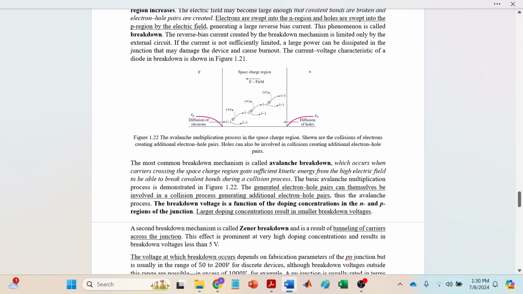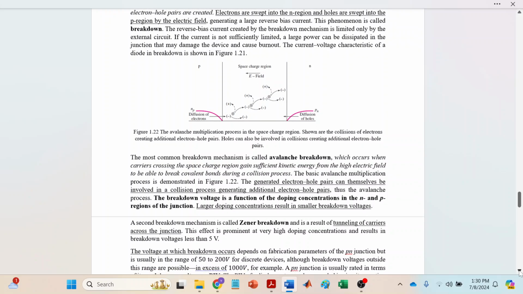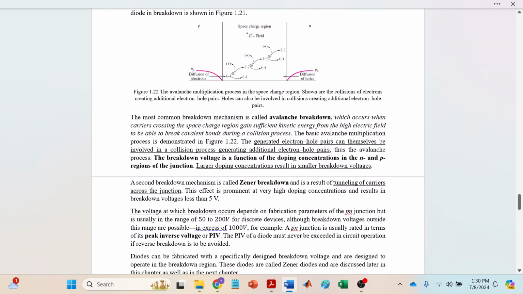And this breakdown, like we said, is a function of the doping concentration. Larger doping would result in smaller breakdown voltage. If the doping concentration is really high, the breakdown voltage is going to be small, so you would easily reach the breakdown voltage. And the second type of breakdown mechanism is called the Zener breakdown, and it is a result of tunneling of carriers across the PN junction.